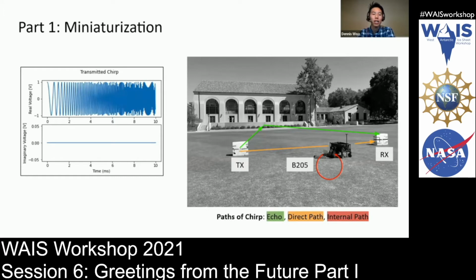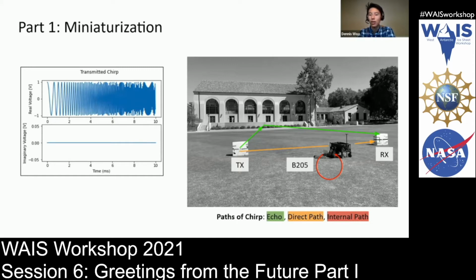So the first part of this project, miniaturizing a radar system, was done in a field on Stanford's campus. Using the Raspberry Pi to control the B205, I sent out a chirp signal from 1 to 20 megahertz, mixed up to 325 megahertz, and bounced the chirp off the side of a building. This setup is shown in the picture on the right.